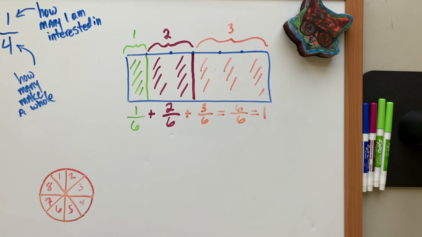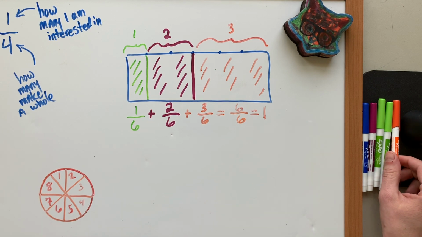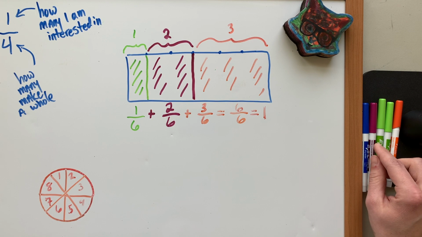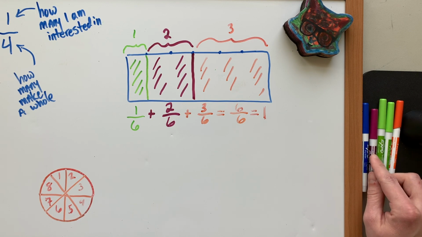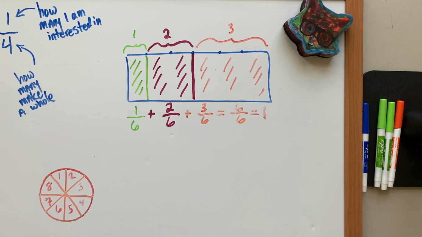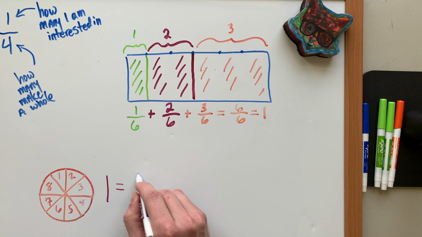Let's look at another example. Down here, I have drawn a pizza. And the pizza is cut into 8 pieces. Since we did an addition problem, we'll now look at an example of subtraction. Everyone would agree that this is a whole pizza. And so 1 pizza is the same as 8 slices.